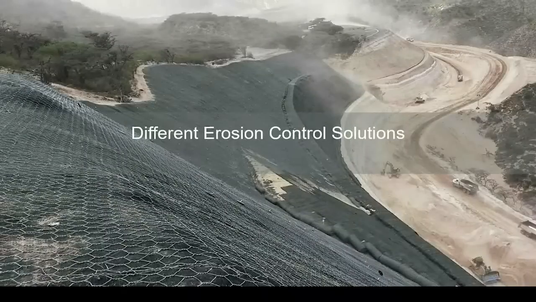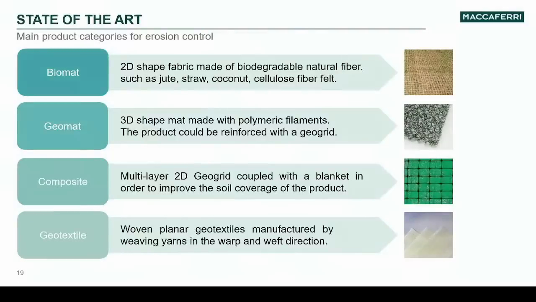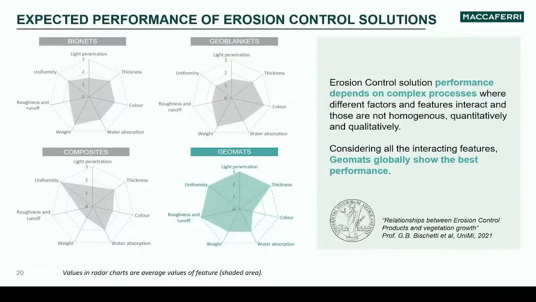So what we see is that there are different erosion control solutions. There are some biodegradable solutions, some geosynthetic solutions, and some composite solutions, a mixture of biodegradable plus geosynthetic solution, and of course other geotextile solutions, part of geosynthetic solutions. So, the 7 factors which I just told. Professor G. Bishti at the University of Milan had a detailed study about these kinds of products or solutions, how they behave when there is erosion or chances of erosion.